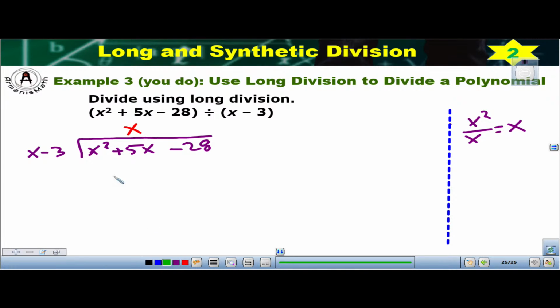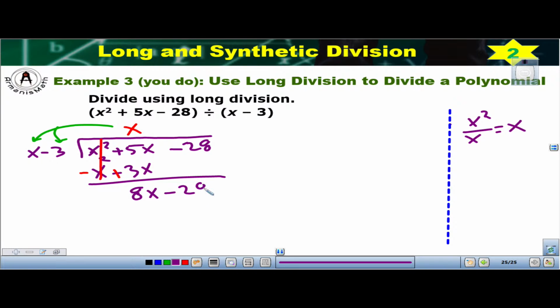I'll take the x and multiply it back by the divisor, and it will give me x squared. It should give me x squared. If it didn't, that means I did something wrong. Minus 3x. I do what now? Yep, change this sign, change that sign, which is going to give me 0 and then 8x minus 28.